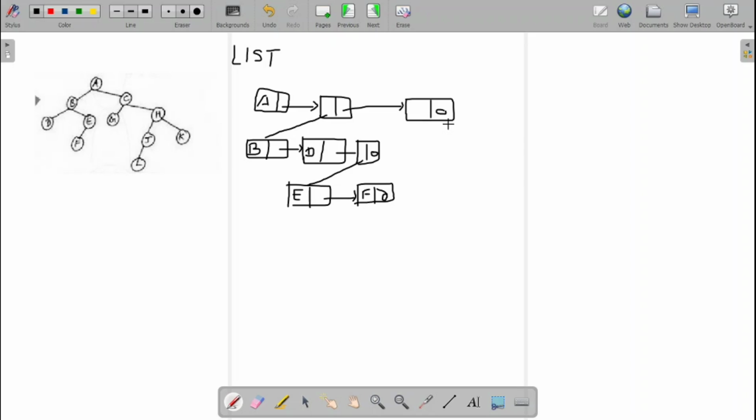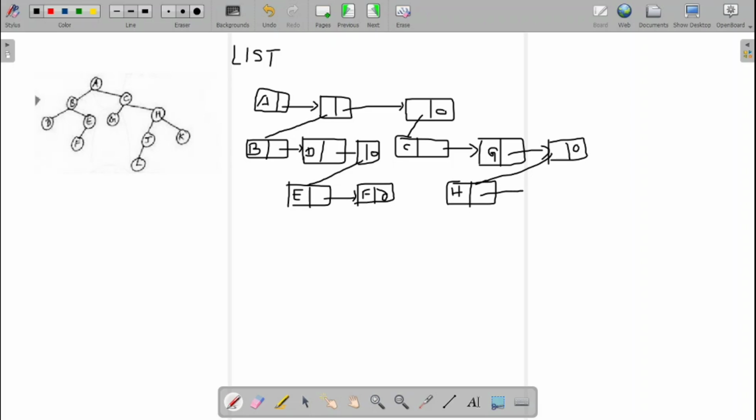Fine. Then next, the second child of the A. Second child of the A is C. C is having how many children? C is having two children over there. The first one is G and the second one is H. So H is again a subtree.